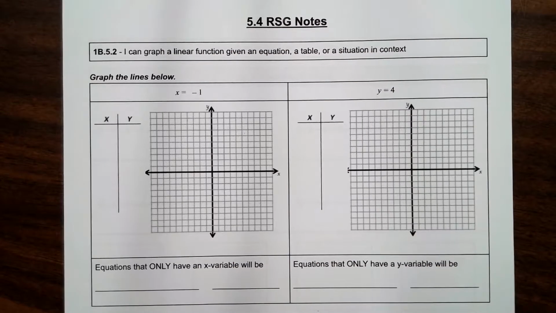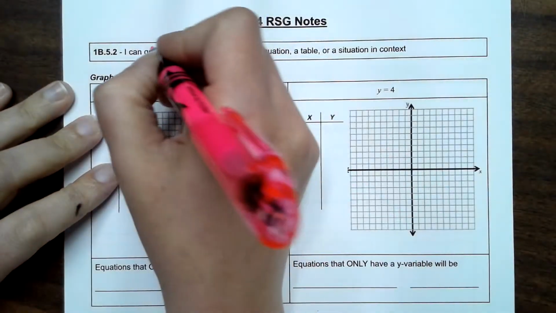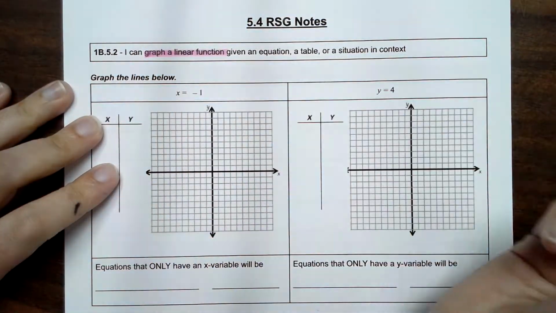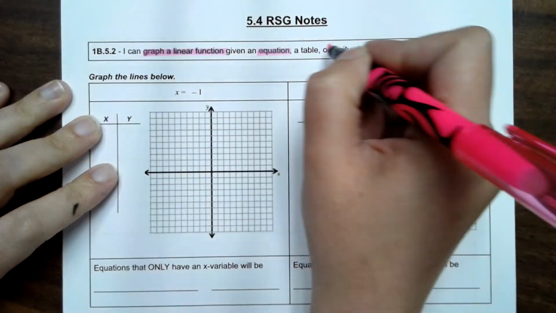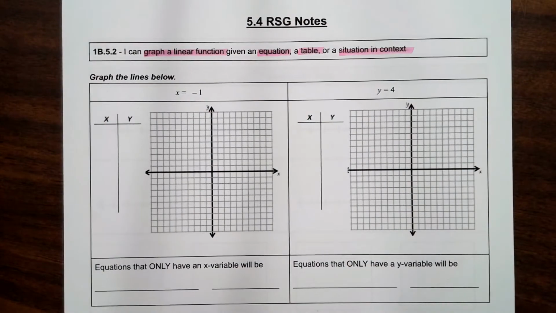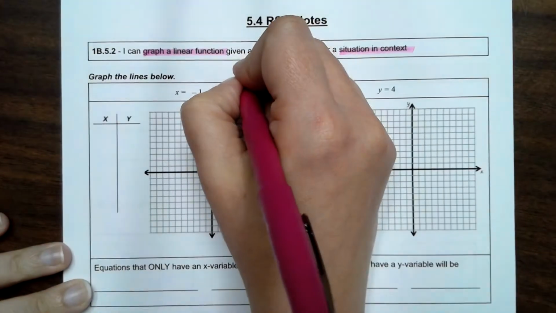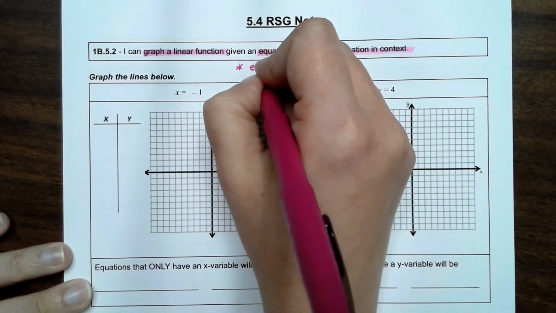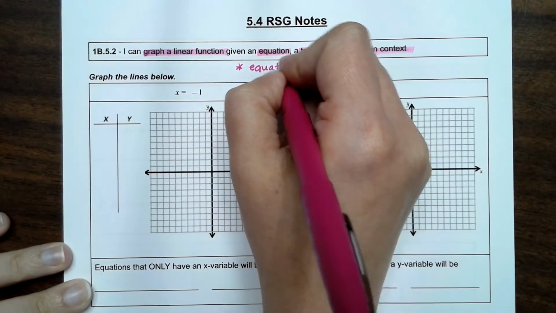Hi everybody, so today's video is going to be about section 5.4, and our target for today is going to be to graph a linear function given an equation, given a table, or given a situation in context. Now what's going to be different about our equations today is that the equations we're graphing today will only have one variable.